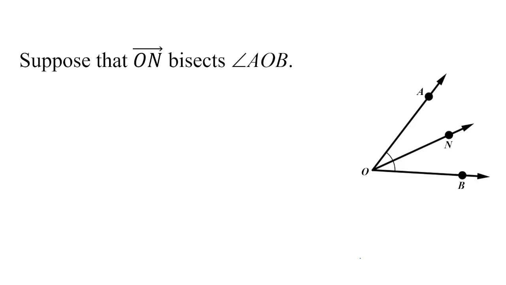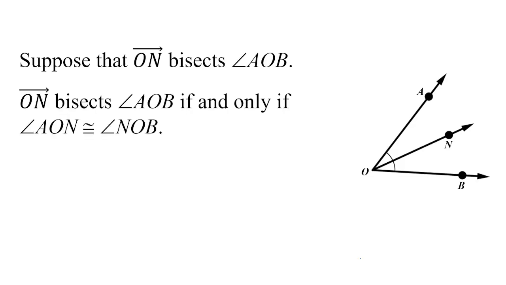Similarly, we have the situation with the angle. Suppose that ray ON bisects angle AOB. That means it splits the angle into 2 equal parts. Ray ON bisects angle AOB if and only if angle AON is congruent to angle NOB.